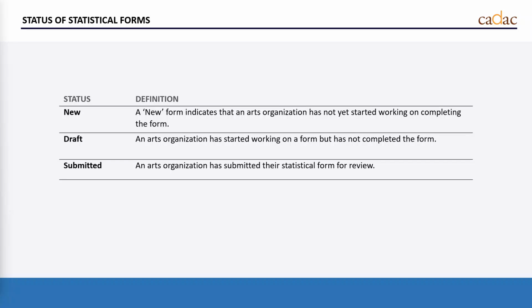So status, you only have 3 for the statistical form. It can be a new one, where again, you start for a new year. It can be a draft, so you've started entering data and you save it, but you are not ready to submit, so it's a draft. And then once you are done with your draft and you've put all of the data you want, you are now able to submit the statistical form for review, so then the status becomes submitted.